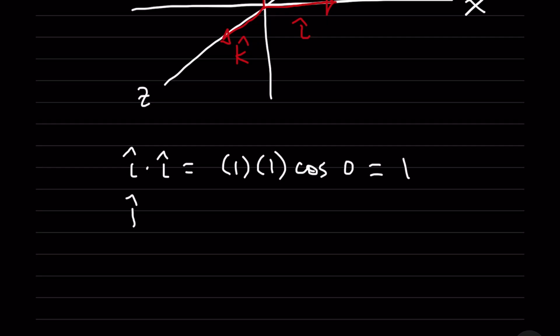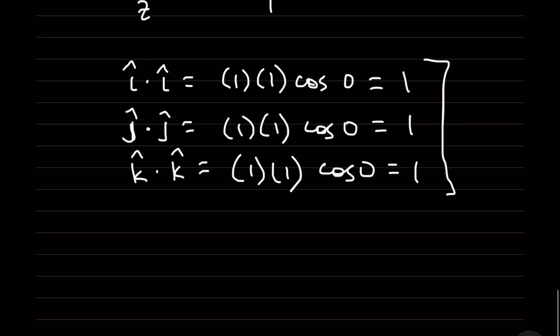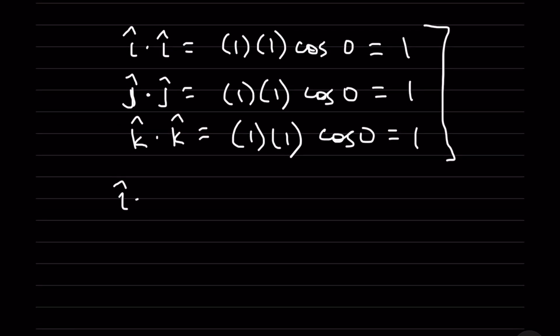So if you get the dot product between i hat and another i hat, their magnitudes are equal to 1. So you have 1 times 1 times the cosine of the angle between them, which is 0. Cosine of 0 is equal to 1. So the dot product is equal to 1. So here we see that the dot product of a unit vector with itself is equal to 1.